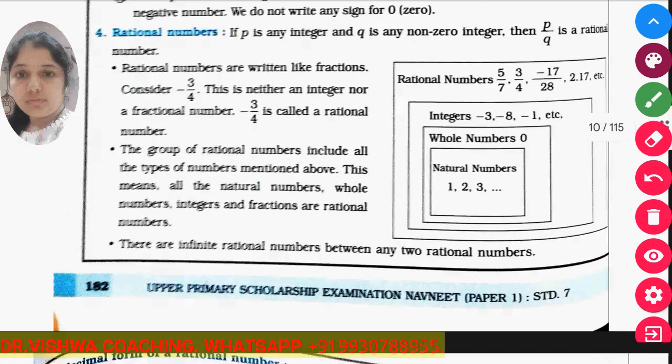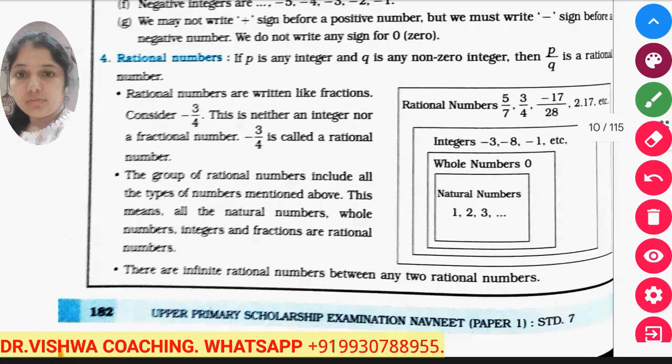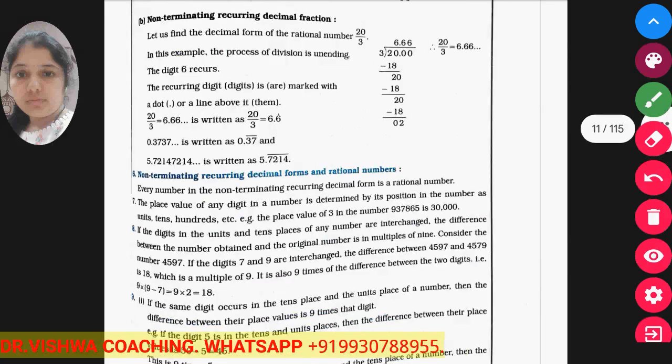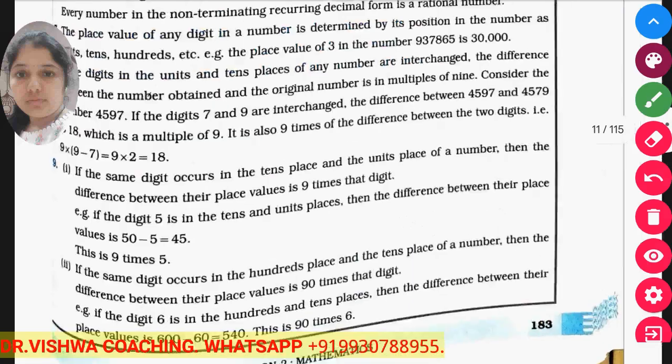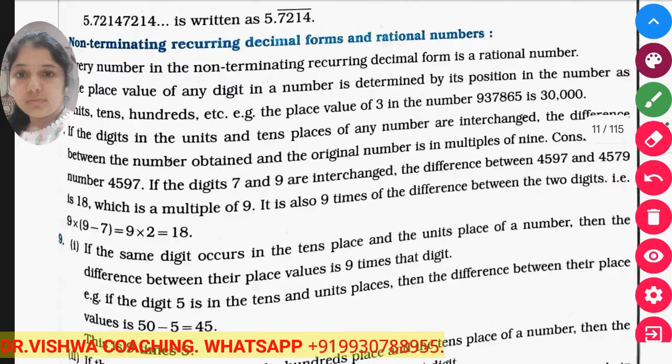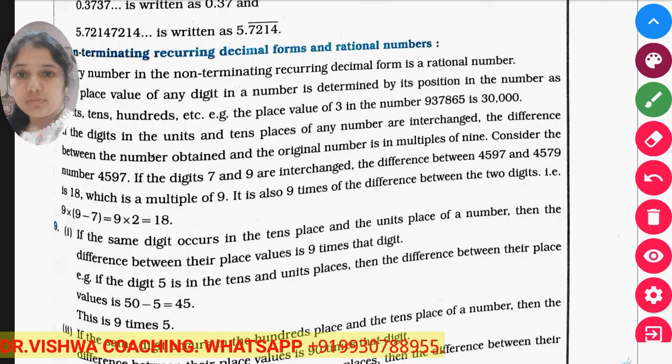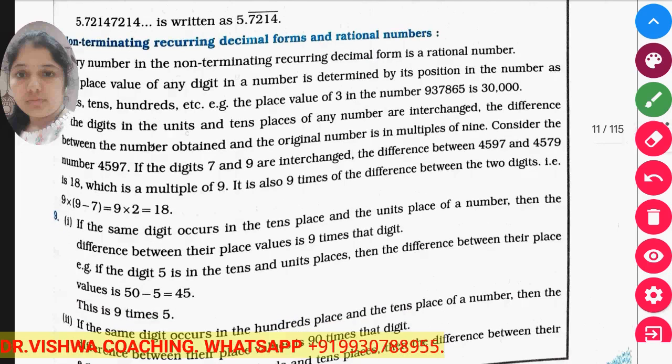Okay, now p upon q, the rational number. I told you about the rational number, and we know how to add and subtract the rational numbers, because we had done subtraction, addition, multiplication, division of fractions in the last class. Now some important properties are there.